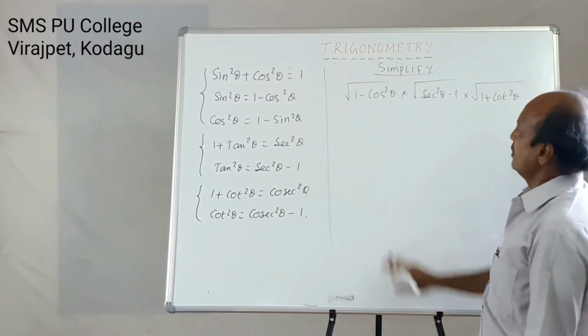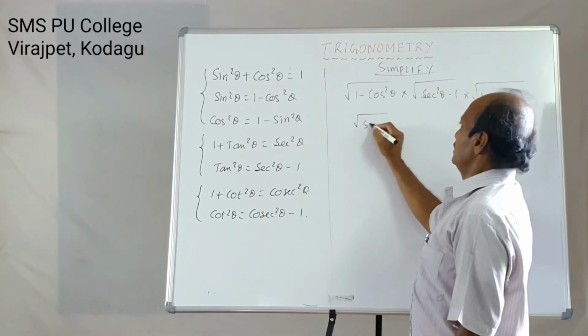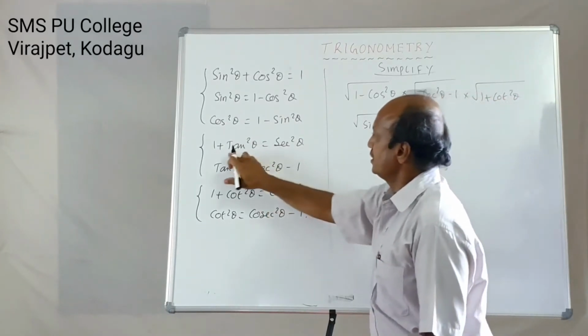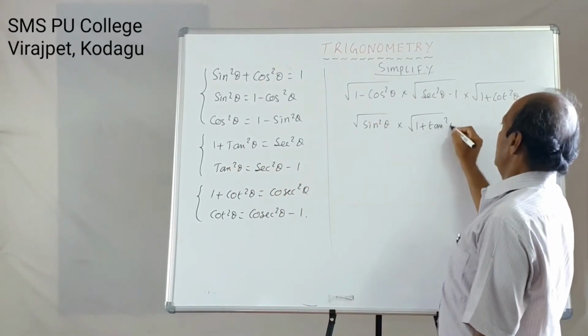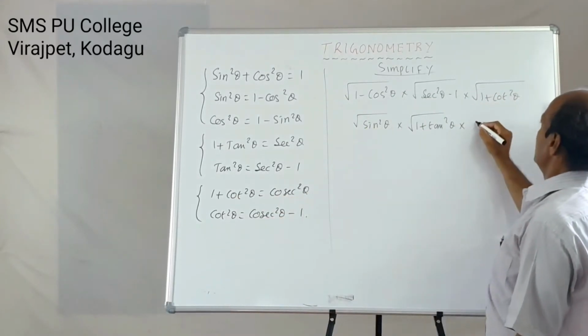Right, now look at this. What is 1 minus cos square theta? It is nothing but sin square theta. What is secant square theta? Secant square theta is nothing but 1 plus tan square theta. What is 1 plus cot square theta? It is nothing but cosecant square theta.